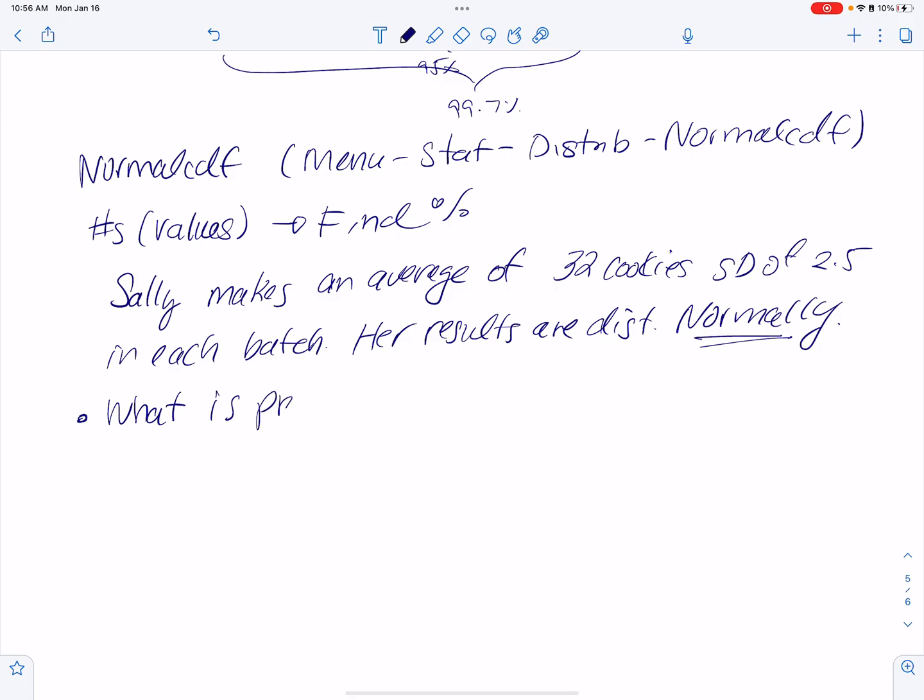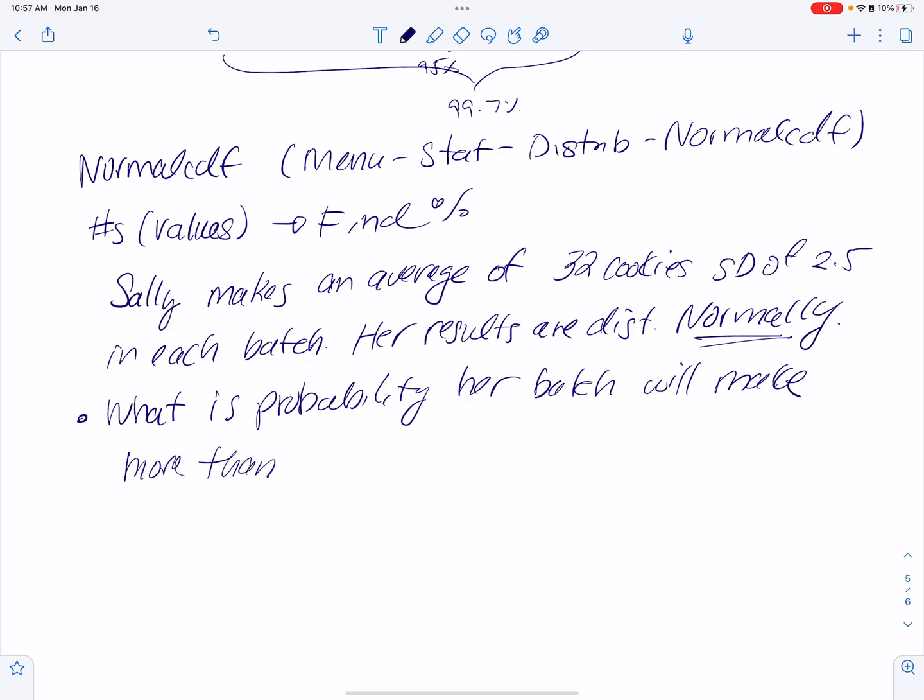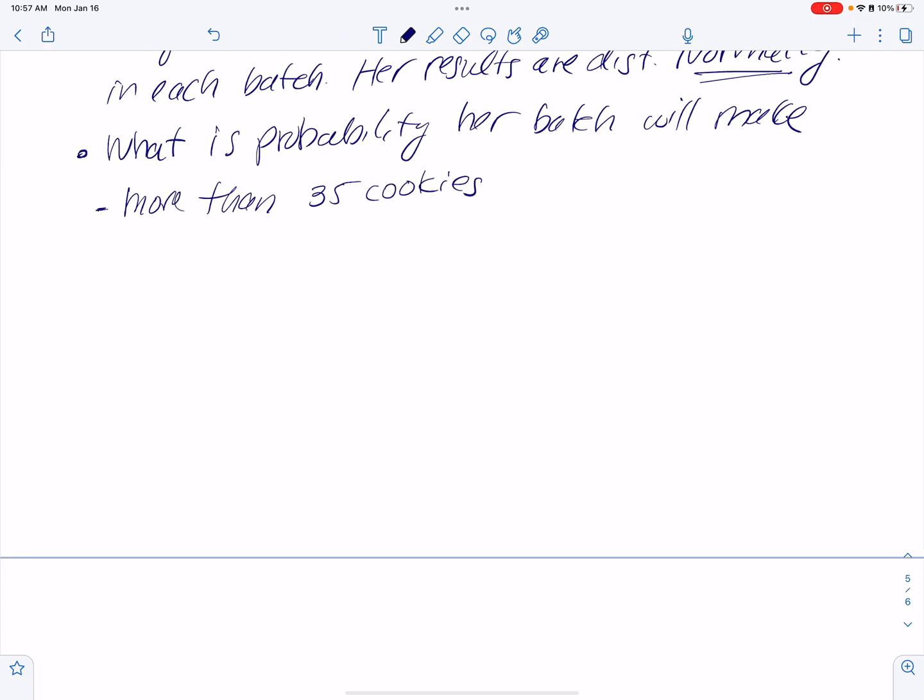What is the probability her batch will make more than, let's just say, 35 cookies? Okay, so more than. The first thing I'm going to do is draw a picture. And I know that I have a normal model with 32 cookies and 2.5 standard deviation.